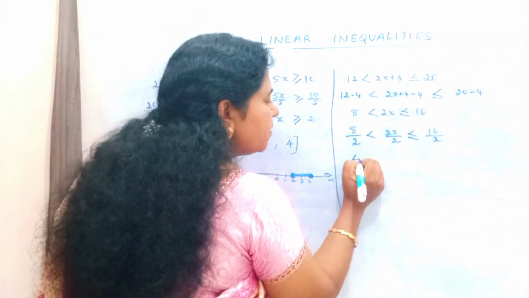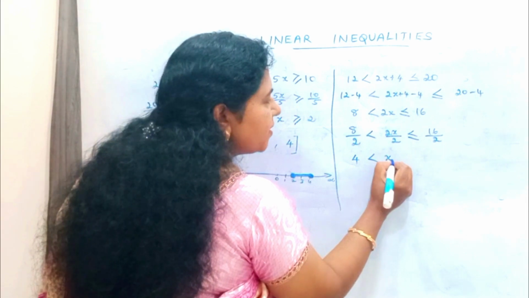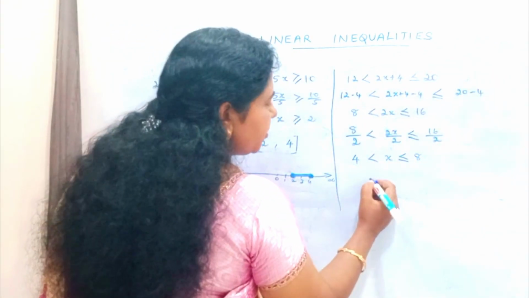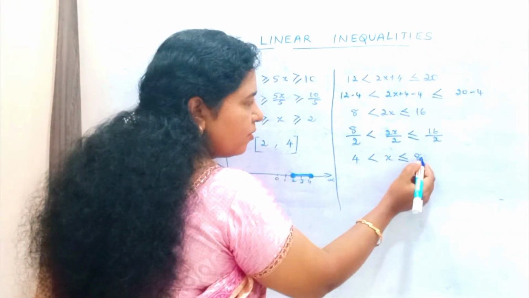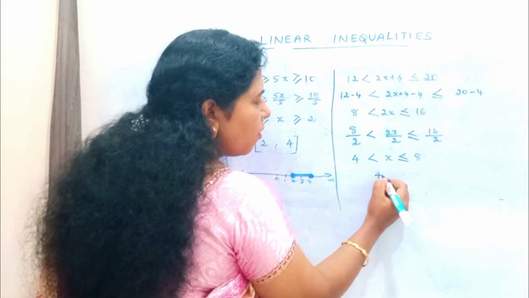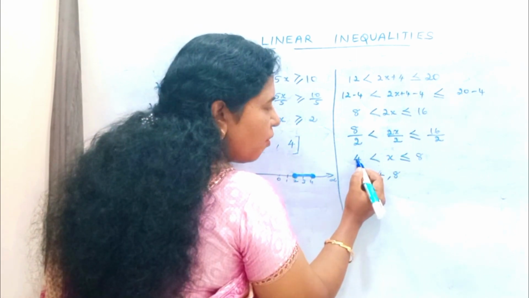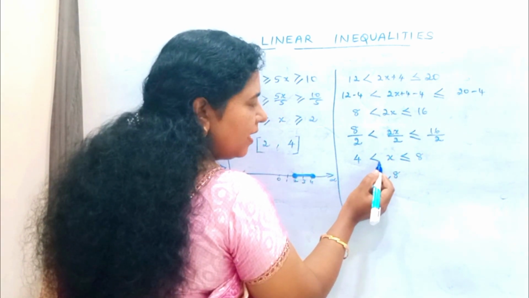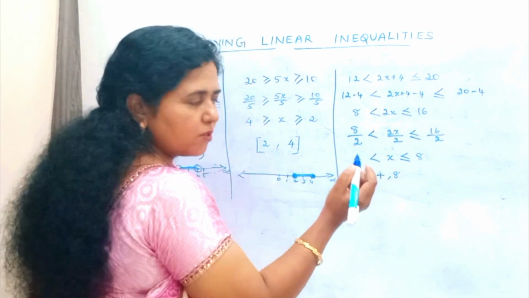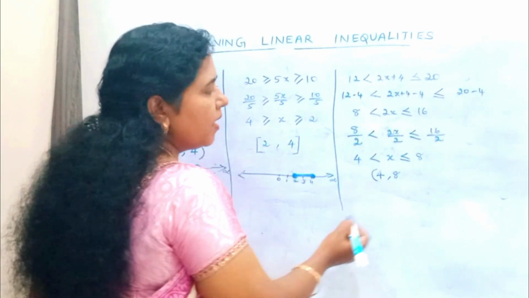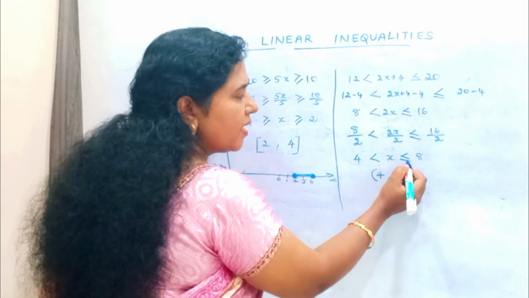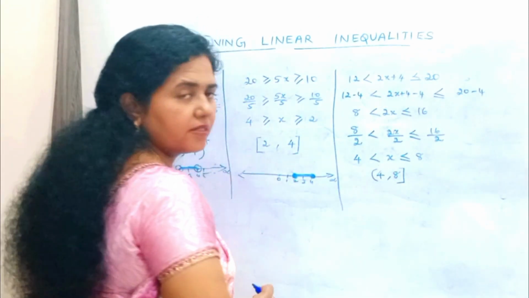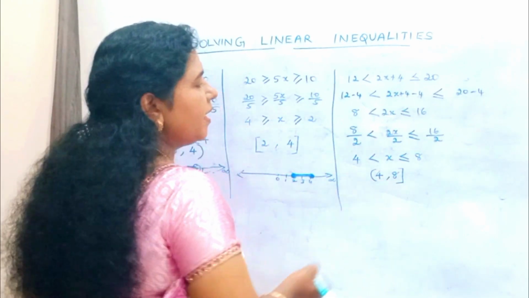So now 8 by 2 it is 4, less than 2x by 2 it is x, less than or equal to 16 by 2 it is 8. Now the interval notation is, 4 is the lesser value, 8 is the higher value, so 4 comma 8. Now 4 is less than x, that is x is greater than 4. Here we are not having any equal to sign, that means 4 is not included, so here we have to use a parenthesis. Now here it is 8. Here we are having a less than or equal to sign, that means this 8 is also included, so here we have to use a square bracket. Okay, so now this is the interval notation.